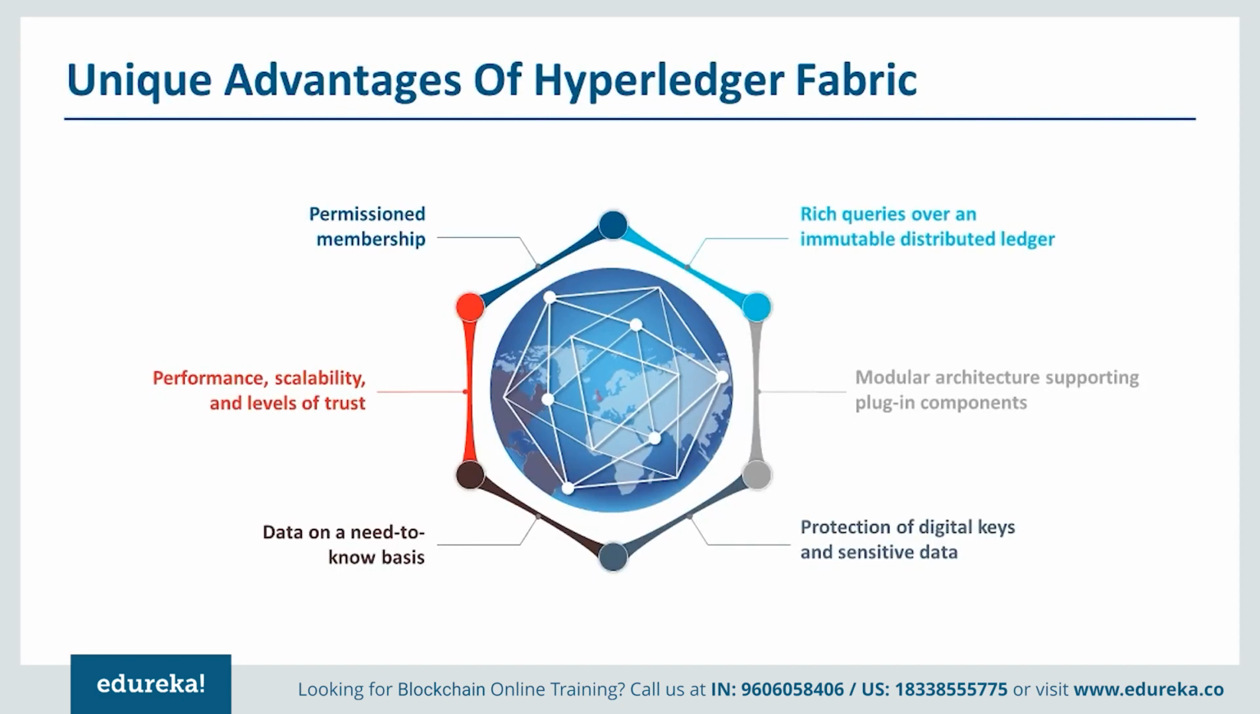Each and everything in Hyperledger can be plugged out and plugged in based on your requirement. Protection of digital keys and sensitive data: you have separate modules for protecting your keys, like the certification authority, which is a module specifically kept for securing your keys. You can have your own certification authority if you don't want to use the Fabric CA for authentication. Data on a need to know basis, performance, scalability, level of trust, and permissioned membership. These are some of the key attributes of Hyperledger Fabric.